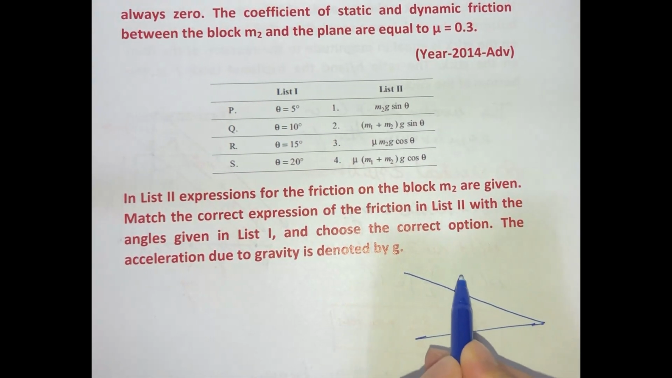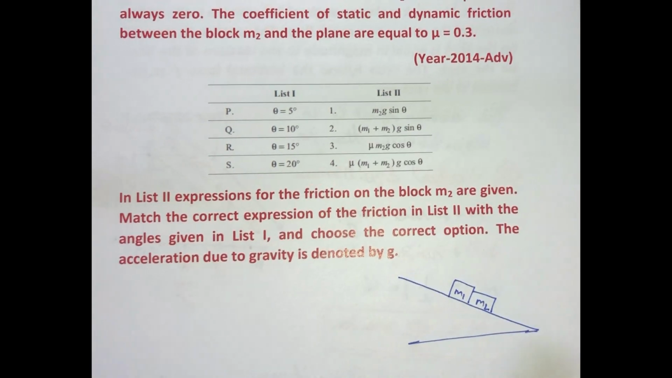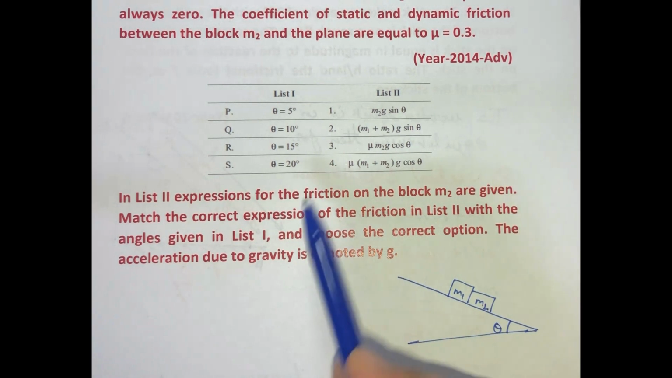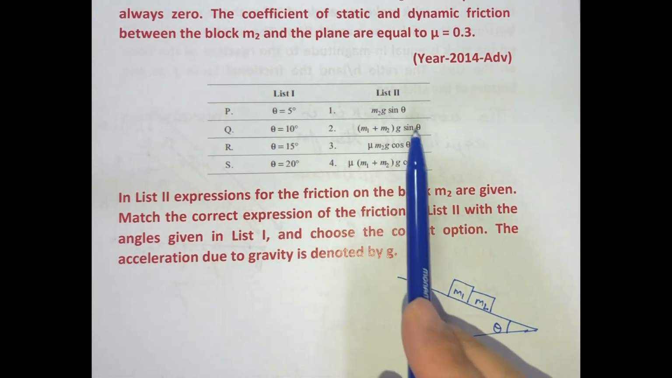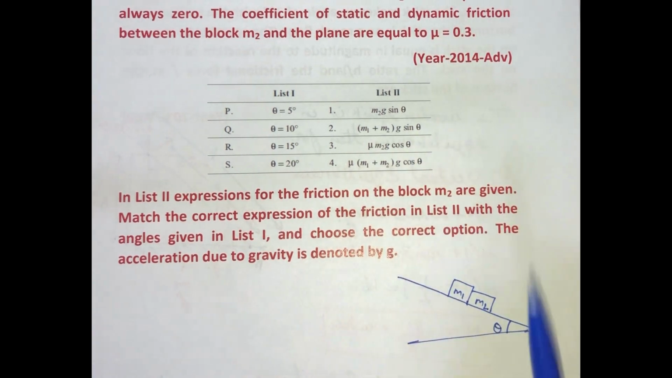So, we have two blocks, M1 and M2, and this is angle theta. M1 is given as 1 kg, M2 is given as 2 kg, and we are supposed to find the matching with respect to the angle and the frictional value. It is said that there is no friction between M1 and the inclined plane, whereas M2 has a friction coefficient mu, that is 0.3.